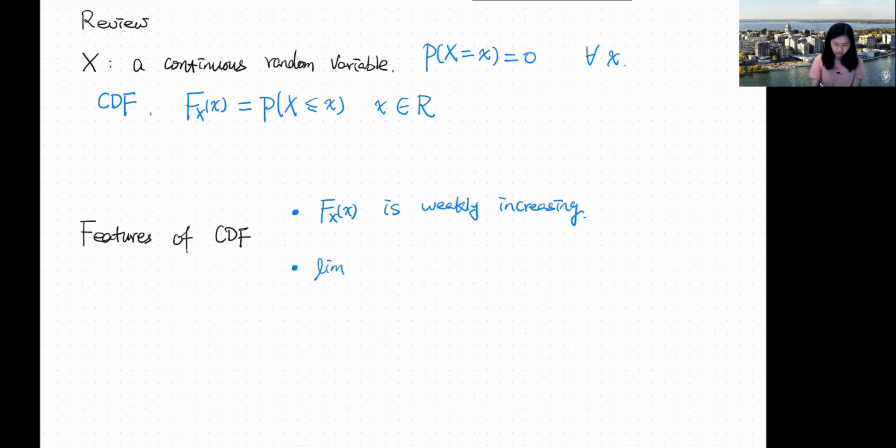And when you take x to minus infinity, the CDF evaluated along this sequence converges to 0. That's also easy to understand. When you take this upper bound little x to negative infinity, making it as negative as possible, then this event becomes as close to an empty event as possible. An empty event has 0 probability.